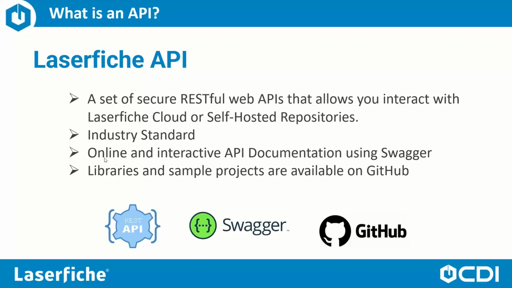The Laserfiche API is built on a Swagger platform. That's an online interactive API documentation provider, so that when you are using the API, you can test things out right there and get your JSON files right there. Additionally, there are lots of libraries and sample projects available to users on the GitHub site as well. So definitely check that out as we go along here.